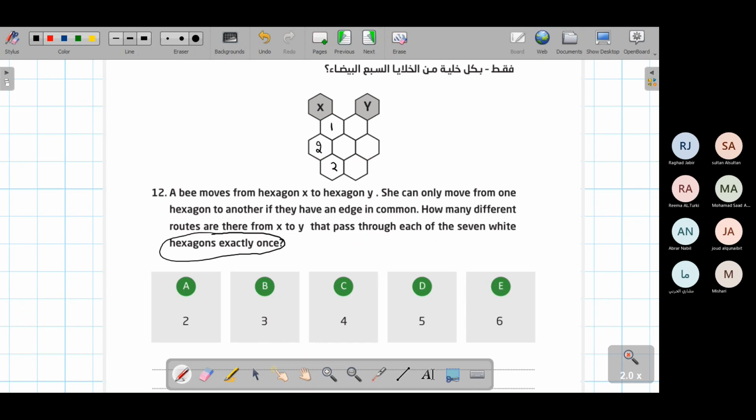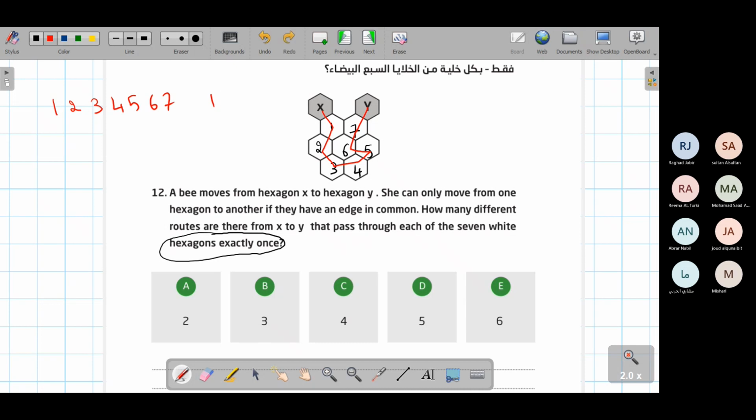If you can take a screenshot, please. 5, 6, 7. Okay. Now, when you write the first route, for example, if I take this route, 1, 2, 3, 4, 5, 6, 7, 8, I will write like that: 1, 2, 3, 4, 5, 6, 7. This is the first one.